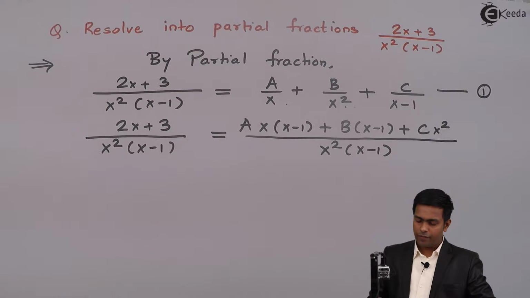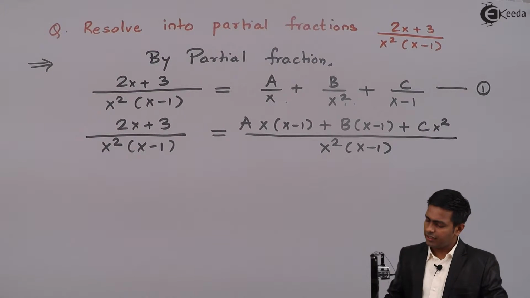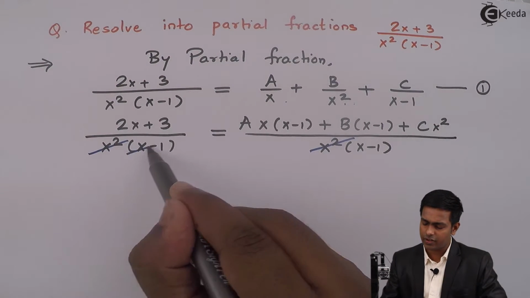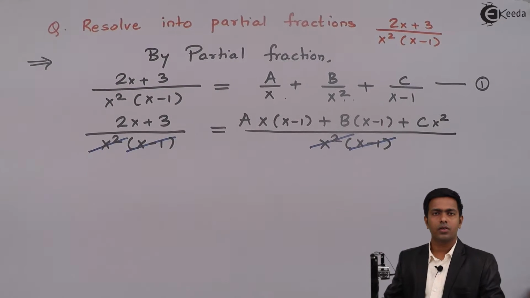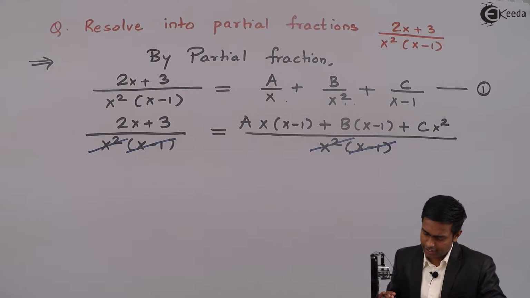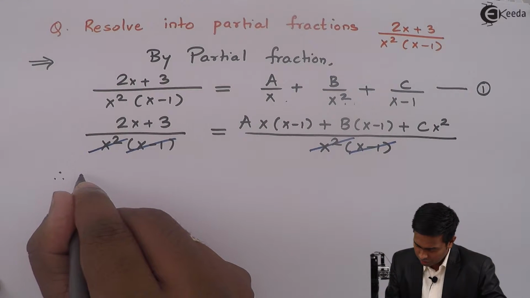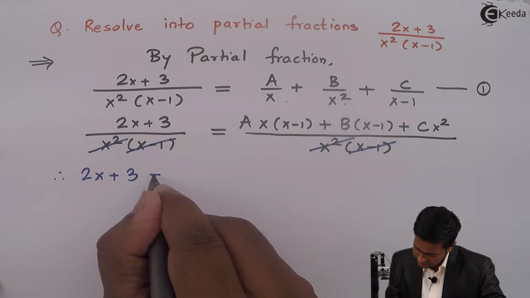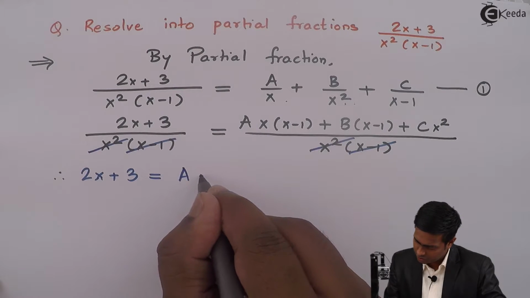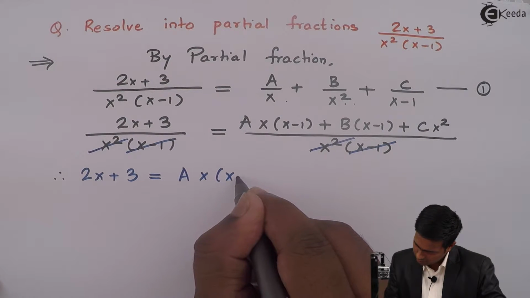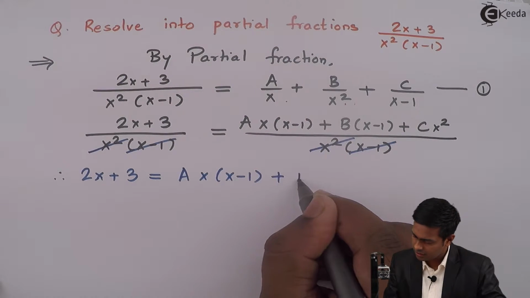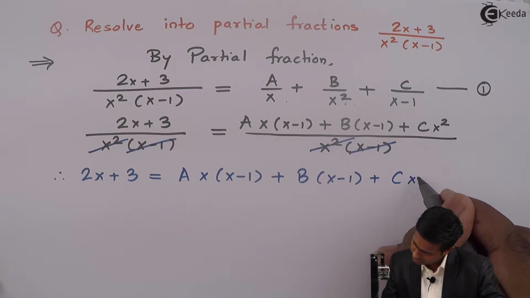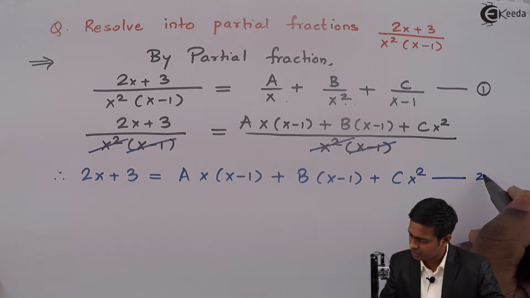Now if you observe the left hand side and right hand side, we can cancel x square and x minus 1 from the denominators. So we get, therefore, 2x + 3 is equal to A into (x minus 1) plus B into (x minus 1) plus C into x square, and I will say this as equation number 2.